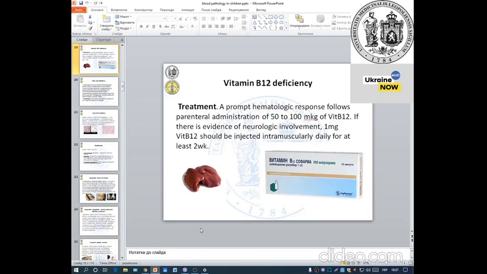Parenteral treatment with vitamin B12 is highly effective, with prompt response after administration of 50 to 100 micrograms of vitamin B12, or 1 milligram in the case of neurologic symptoms. Vitamin B12 should be injected daily for at least 2 weeks.